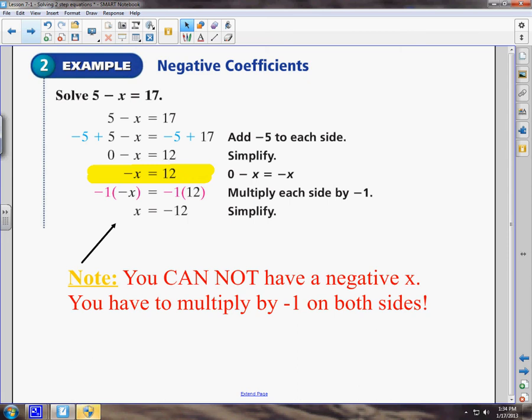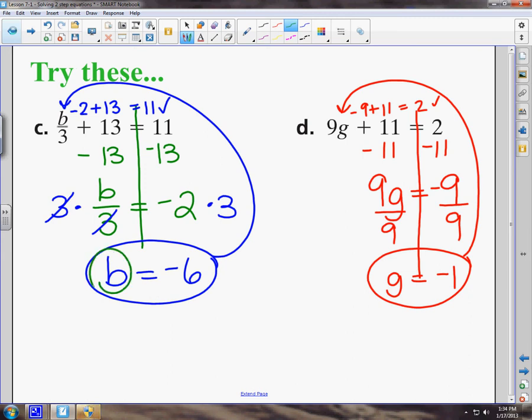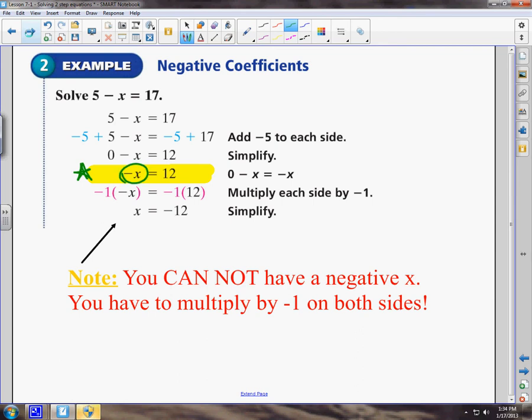Now, you're going to see negative coefficients come up. In this problem that I've highlighted, if you look right here, it says negative x equals 12. Well, I can't have a negative x. You always want to end your answers with a positive variable, like this positive b and this positive g. You can't have negative x. So what you do is multiply by negative 1 on both sides, and really all it does is change the sign. So it goes from a positive x, and from a positive 12 to a negative 12.